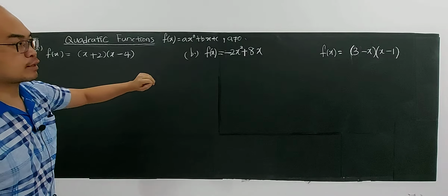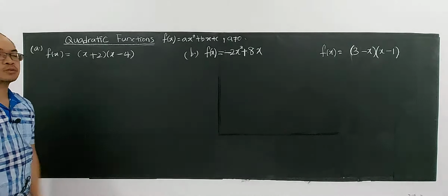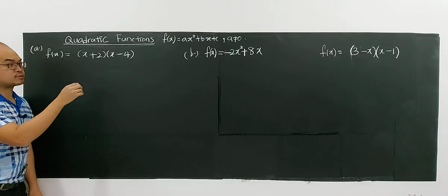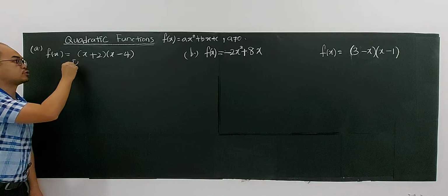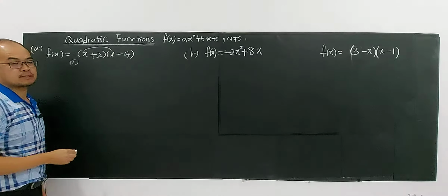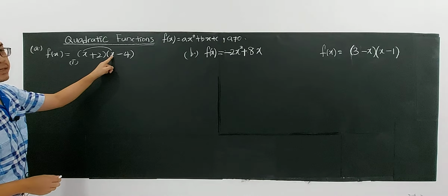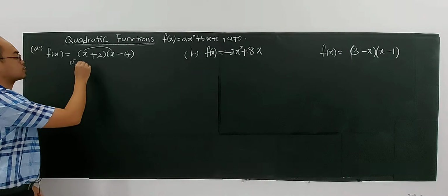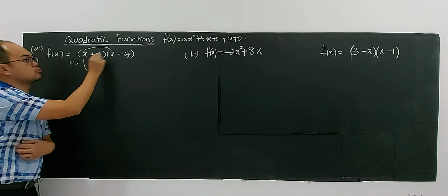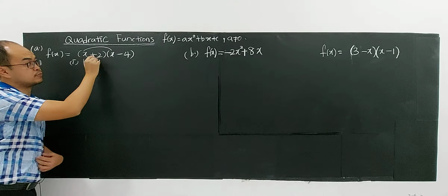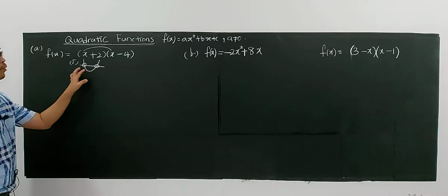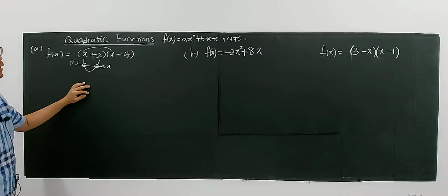So for example, for this type of graph which is already factorized for you, how are you going to sketch it? Very simple. First, you identify the shape of the graph. If you expand, the highest term is x times x, you get positive x square. So of course the graph will be open upwards. Because there are two different factors, there will be two intersection points on the x-axis. That's all you need to know.